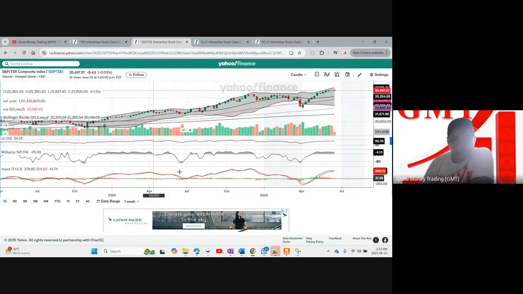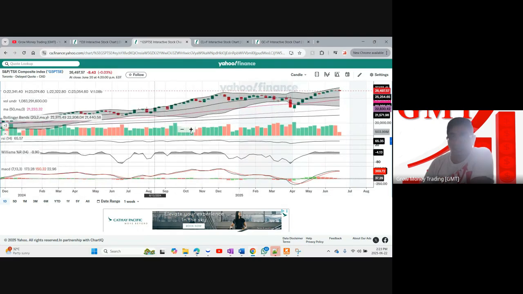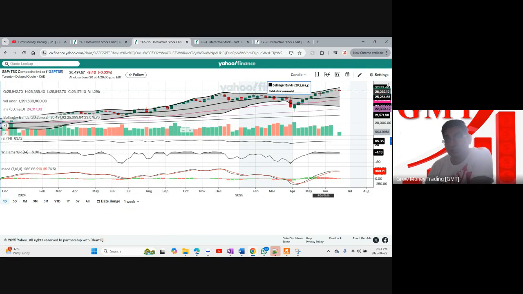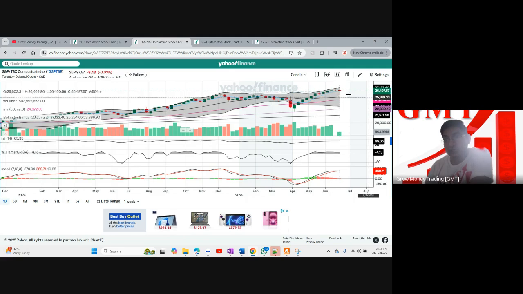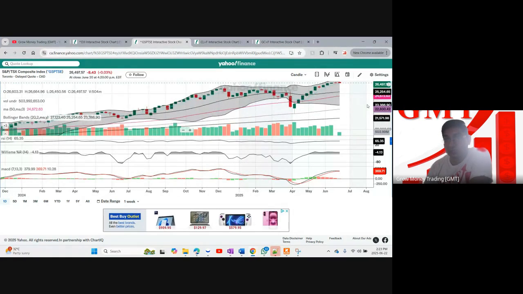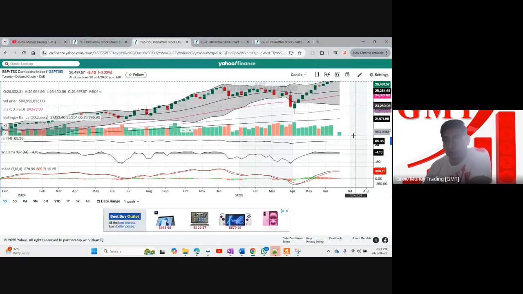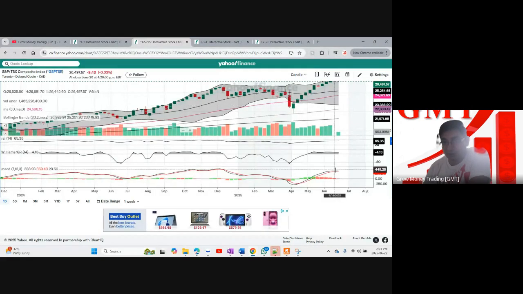So for Canadian stocks, looking at the index, because the TSX index since April has been on a bullish run and was almost touching the upper Bollinger Band, we were expecting a correction. The last candle of the last week has started showing the start of a correction for the Canadian stocks.